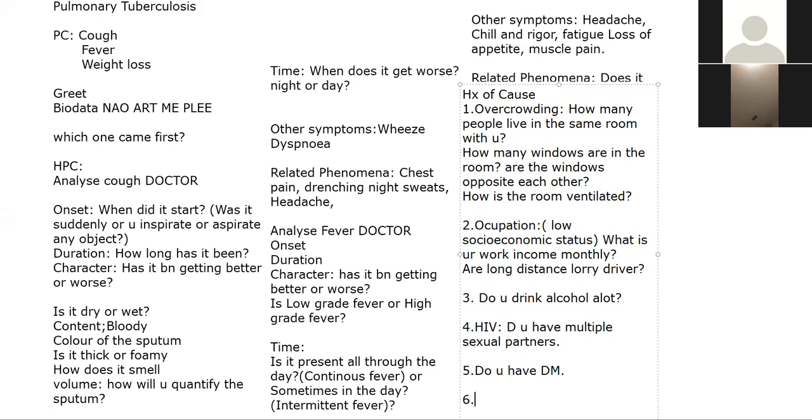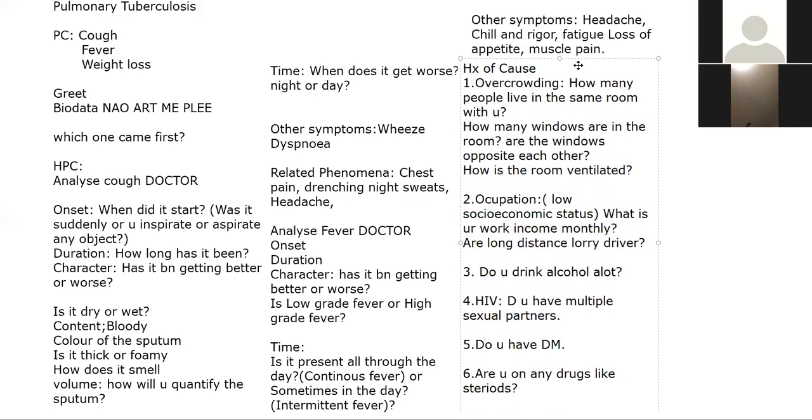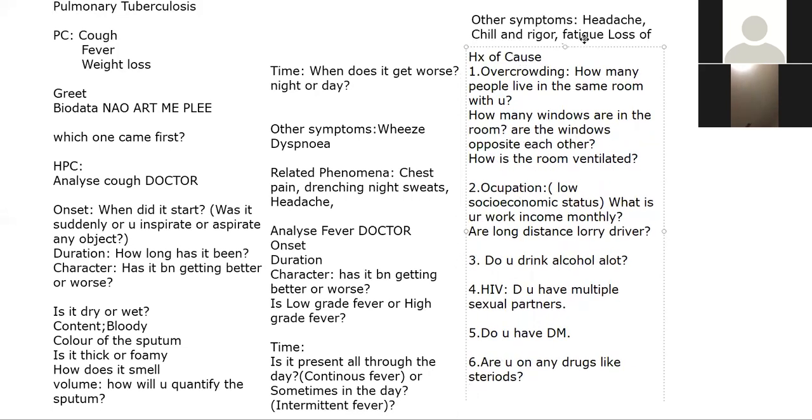So apart from that, also you want to ask about, are you on any drug? Any drug like steroids? Are you on any drugs? Sorry, drugs like steroids. You want to ask, okay? So what are other things?